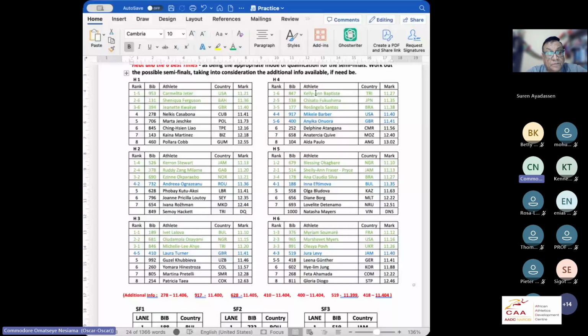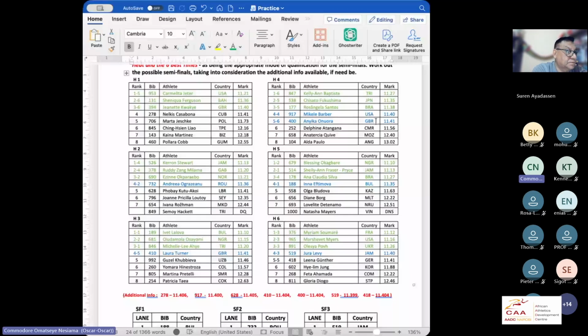And this fastest time does not come from heat by heat. It is the fastest from any of the heats, followed by the next, to the 6th fastest one. I have differentiated this with the coloring. Green for the heat winners, second and third place, then blue for the fastest time qualifiers, for the time qualifiers.